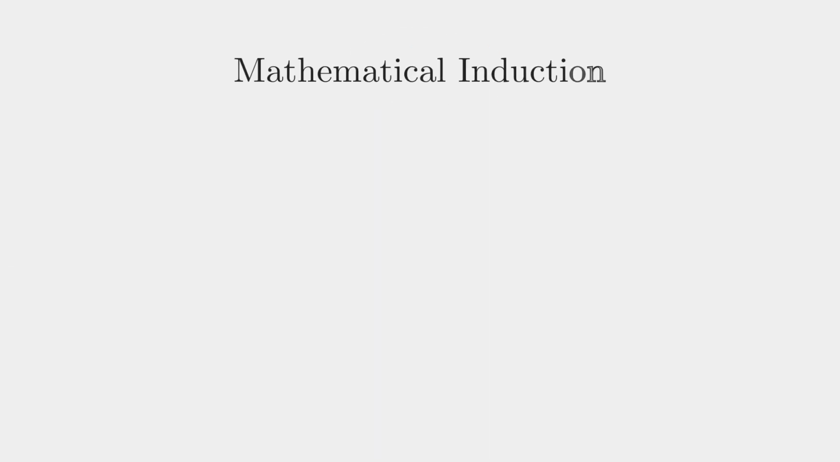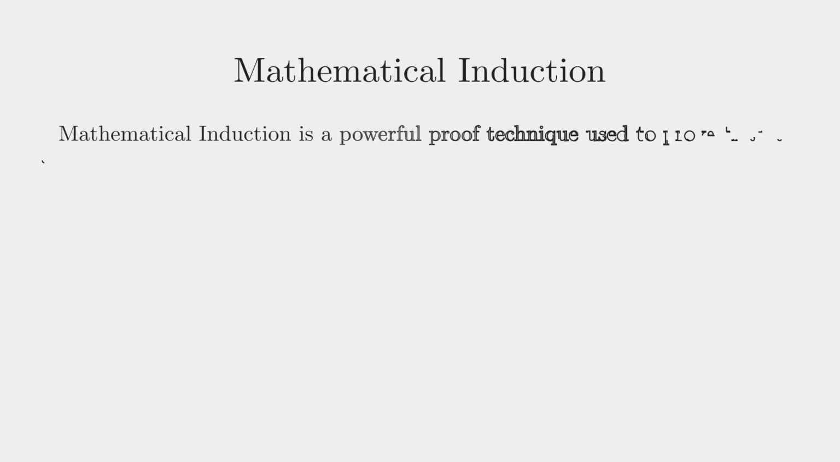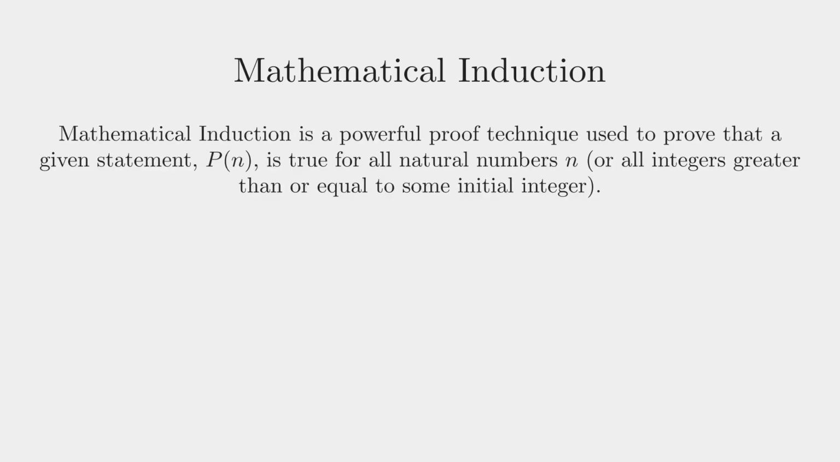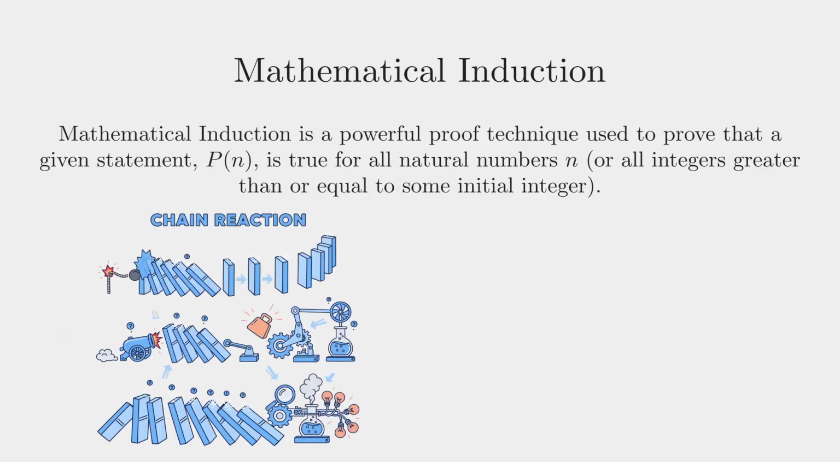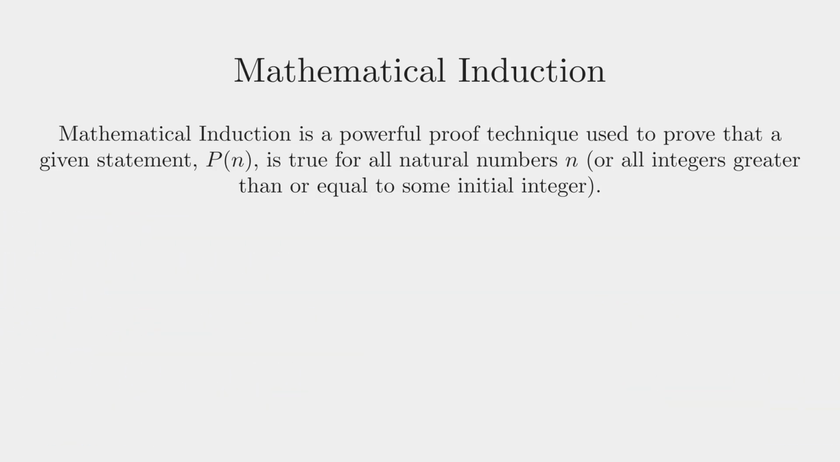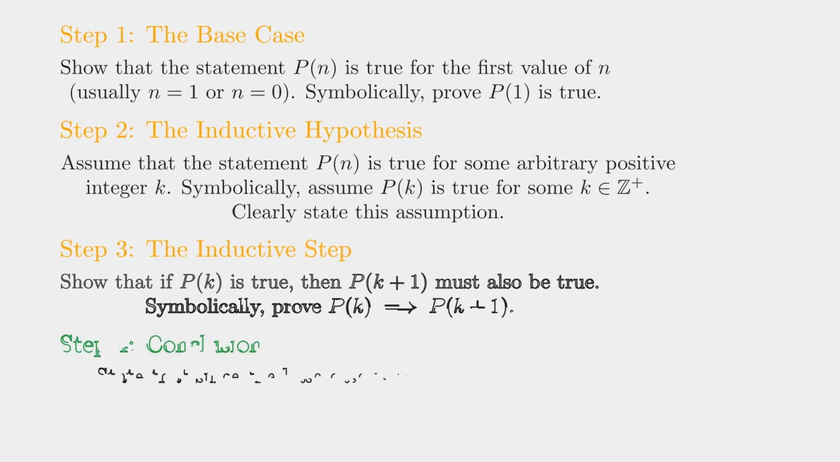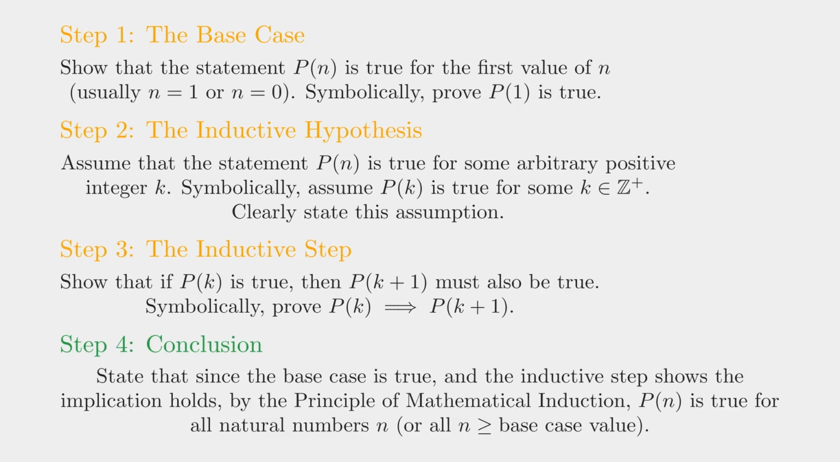Alright, now let's formalize our understanding. Our key definition for today is mathematical induction. Mathematical induction is a powerful proof technique used to show that a statement, let's call it P of n, holds true for all natural numbers n, or more generally, for all integers greater than or equal to some initial value. Think of it like a chain reaction or a domino effect. There are three, sometimes four, essential steps to any inductive proof.